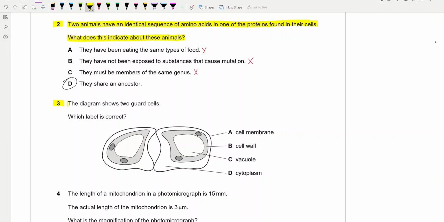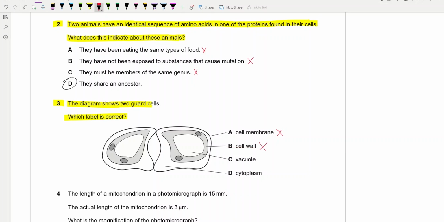Question number 3. The diagram shows two guard cells. Which label is correct? Label A says cell membrane, which is wrong because the outer wall is a cell wall. Label B says cell wall, which is wrong. It is cytoplasm.